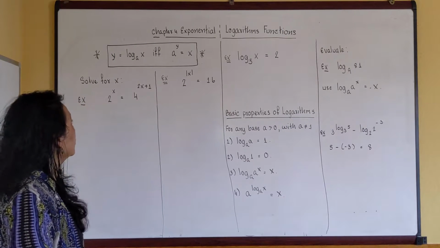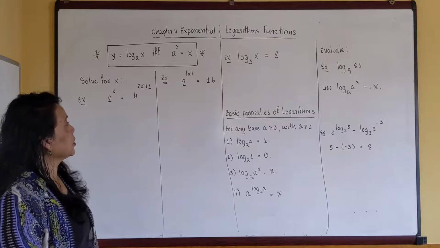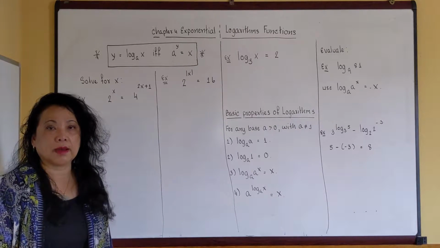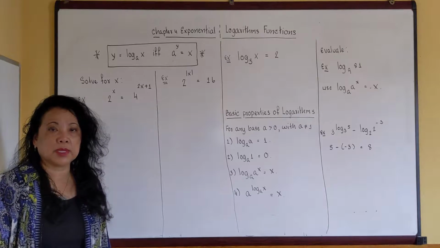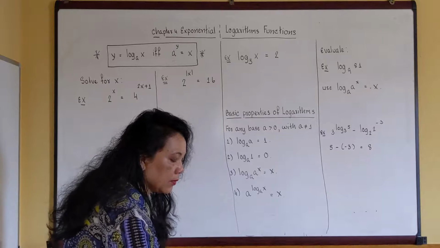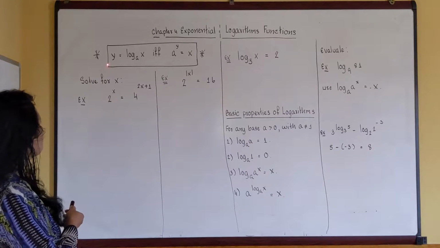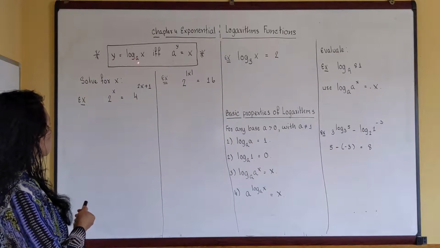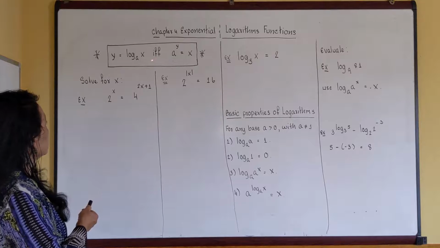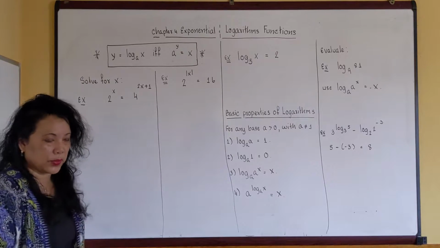Chapter 4 is exponential and log functions. So basically in this section we're going to solve for x. X can be on the base or on the exponent. That's a formula that we cover in intermediate algebra: y equals log base a of x if and only if a to the y equals x. When you have if and only if, you can go in both directions.